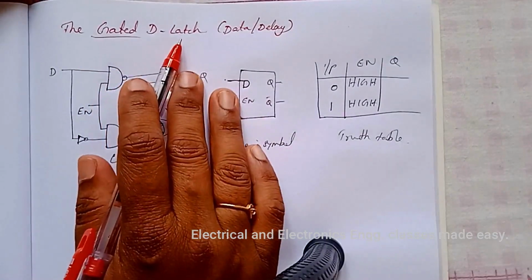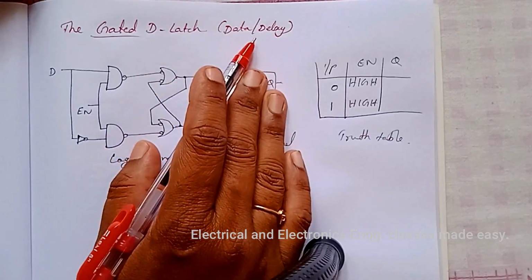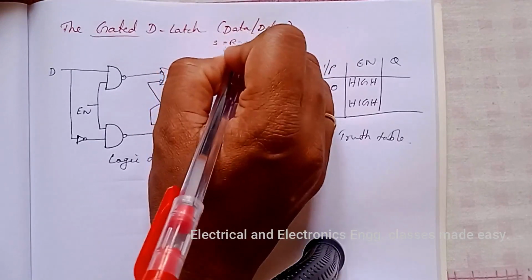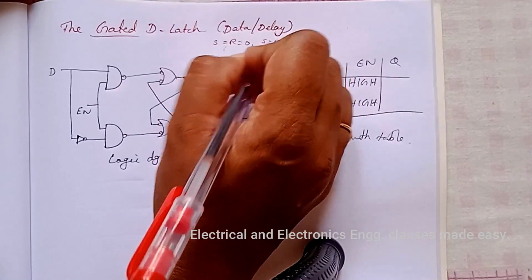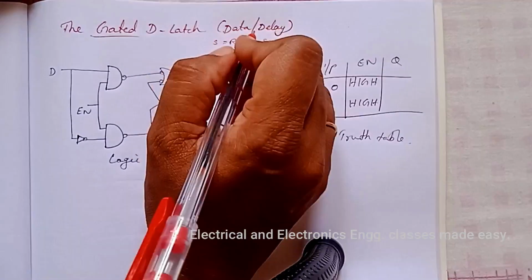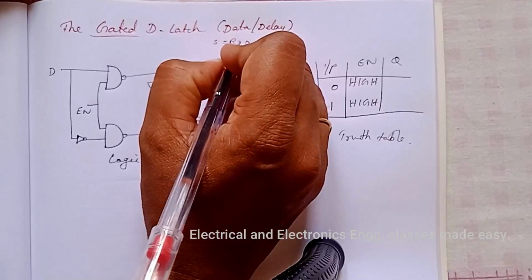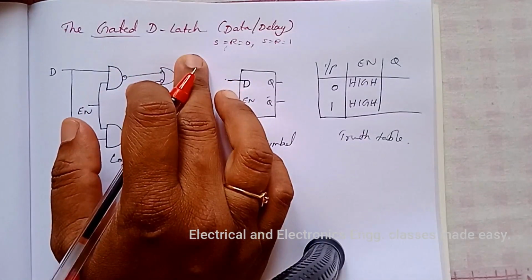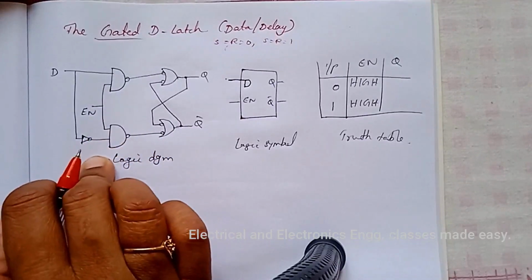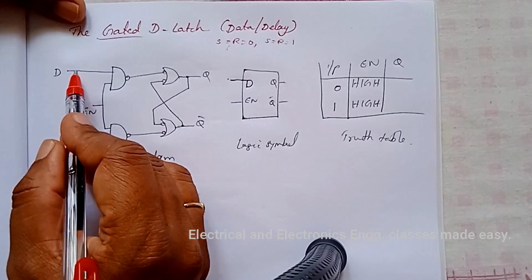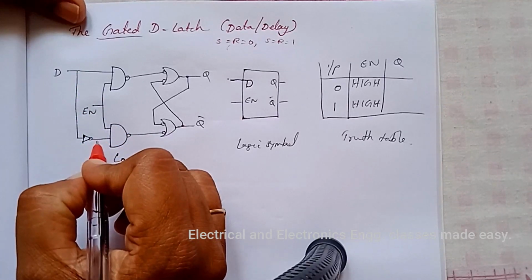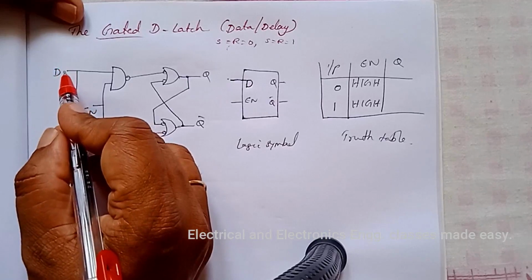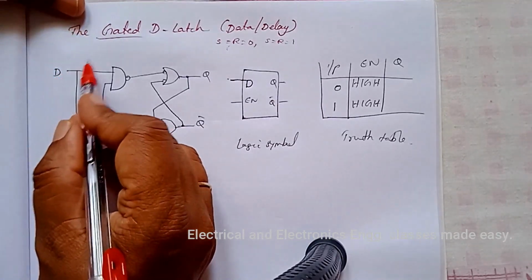Next is the gated D latch. D means data or delay. So in the case of the SR latch, apart from S equal to R equal to 0 and S equal to R equal to 1, the other input combinations are 0, 1 and 1, 0. That is, S and R are always the complement of each other. So we can construct a latch with a single input and obtain the R input by inverting it. This single input is labeled as D, that is data, and hence the device is called a D latch.